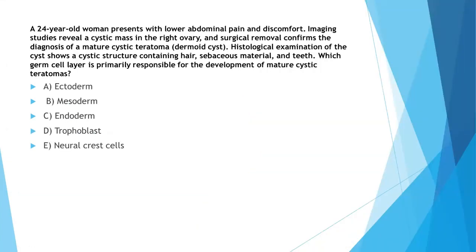So, which germ cell layer is primarily responsible for the development of mature cystic teratomas? A 24-year-old woman presents with lower abdominal pain and discomfort. Imaging studies reveal a cystic mass in the right ovary, and surgical removal confirms the diagnosis of mature cystic teratoma. Histological examination shows a cystic structure containing hair, sebaceous gland, and teeth. Which germ cell layer is primarily responsible for the development of mature cystic teratoma? Ectoderm, mesoderm, endoderm, trophoblast, or neural crest cells.